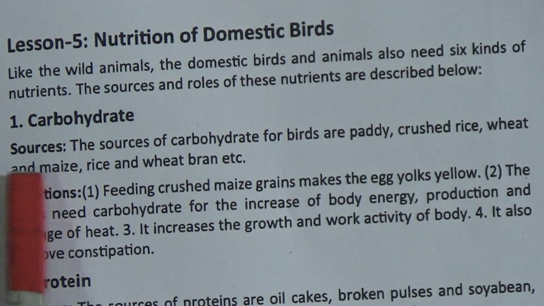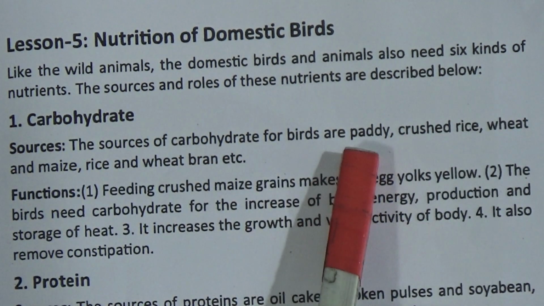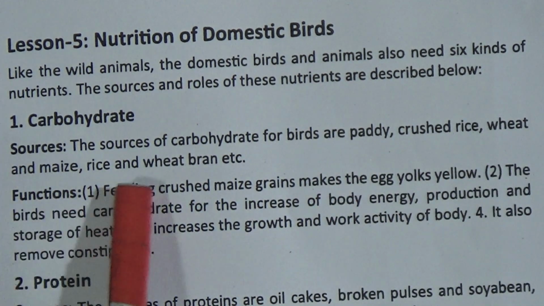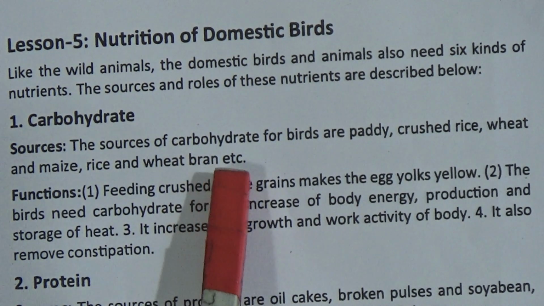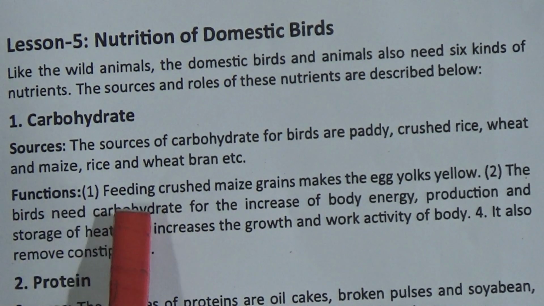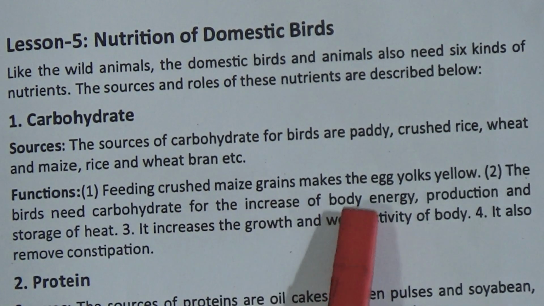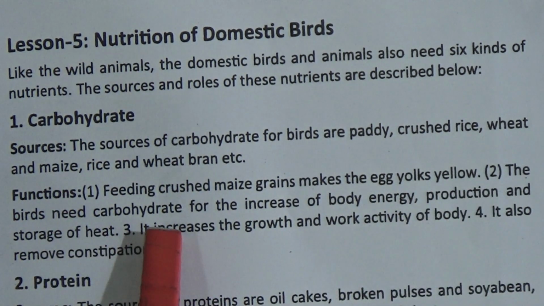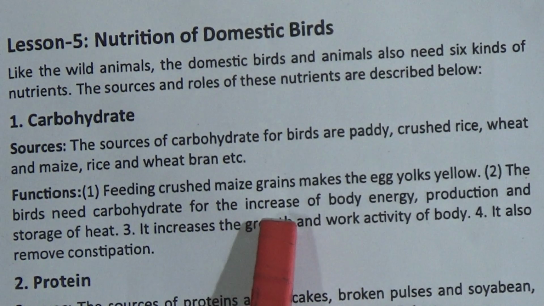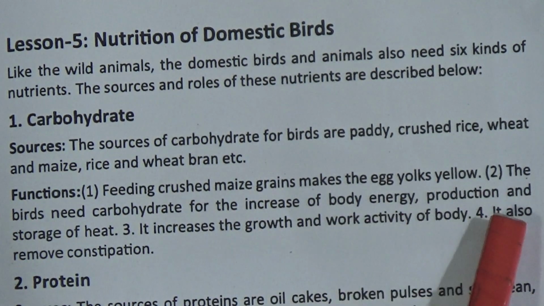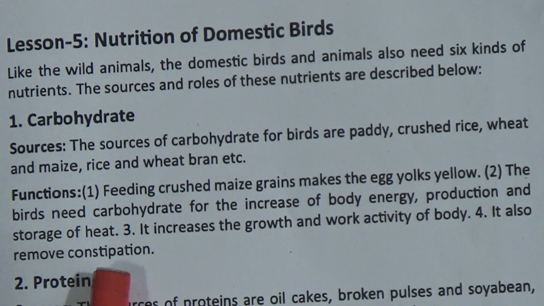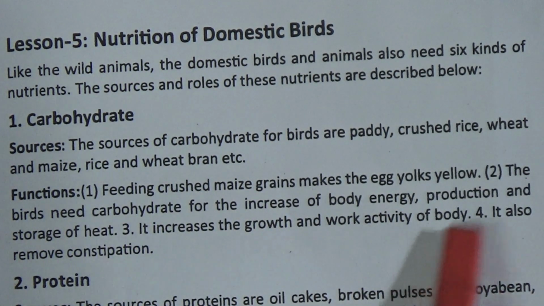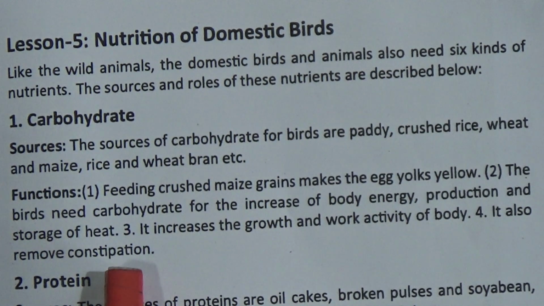Carbohydrate sources. The sources of carbohydrate for birds are paddy, crushed rice, wheat and maize, rice and wheat bran, etc. Functions: feeding crushed maize grains makes the egg yolks yellow. The birds need carbohydrate for the increase of body energy, production and storage of heat. It increases the growth and work activity of body. It also removes constipation.